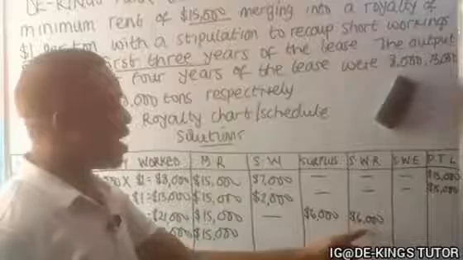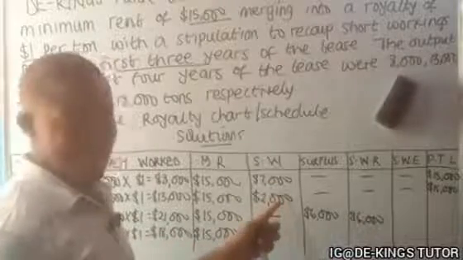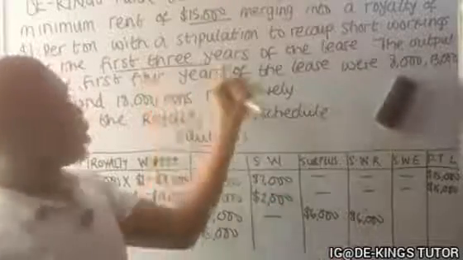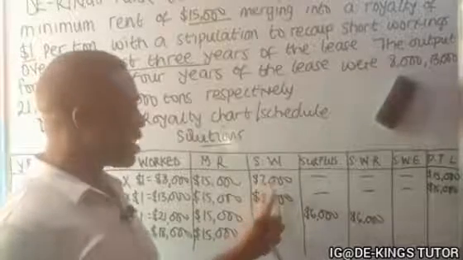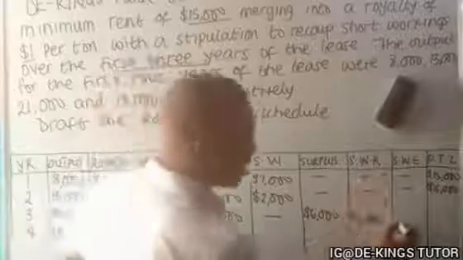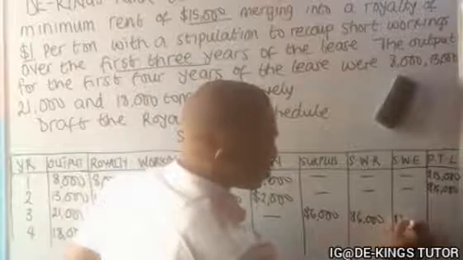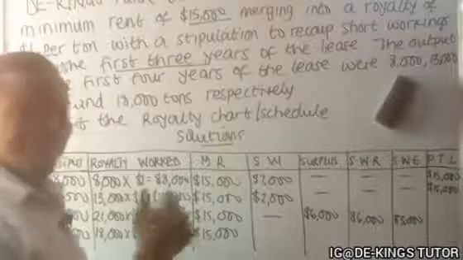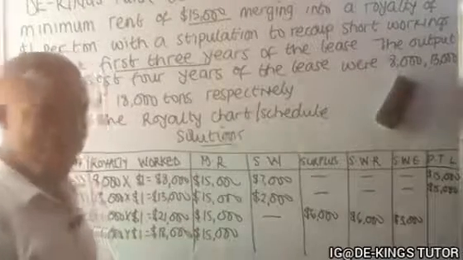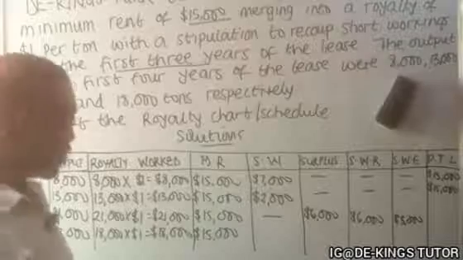So if we recoup 6,000 and short workings is 9,000, and it said it is just for 3 years. That's 1, 2, 3. This is where it stopped. So the remaining 3,000 will be what? Elapsed. The remaining 3,000 will be elapsed. Okay, because it has reached the minimum years that the privilege was given.